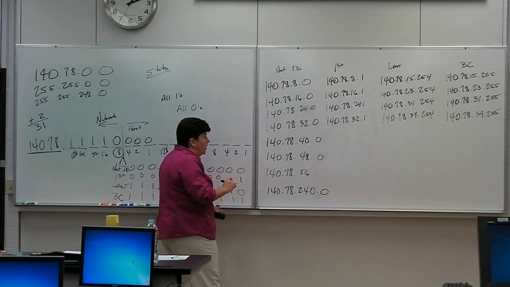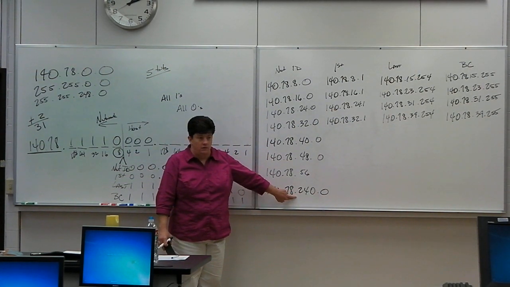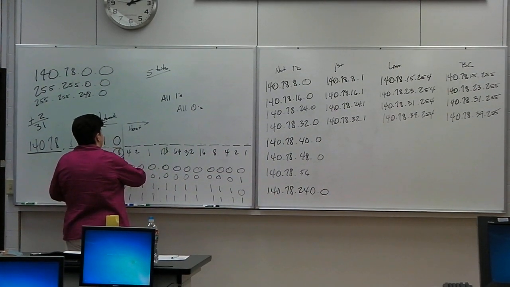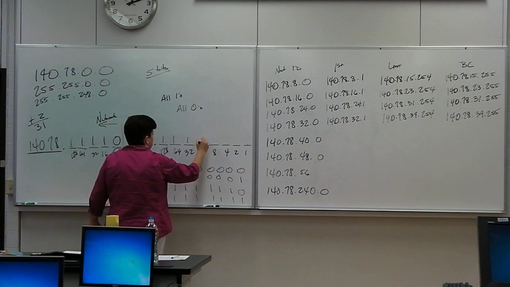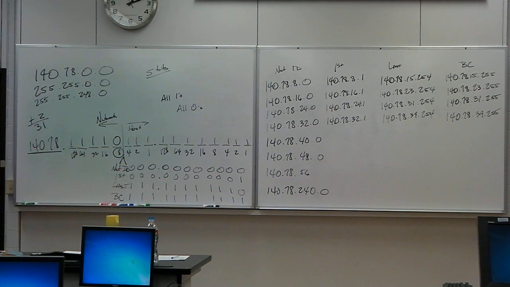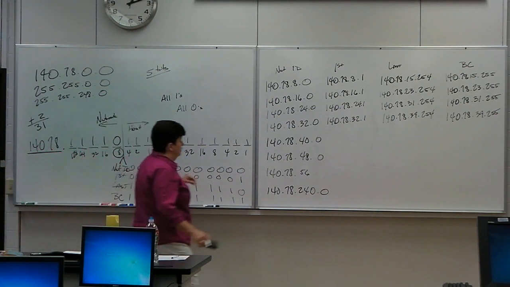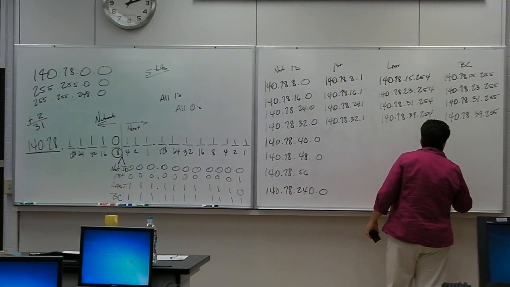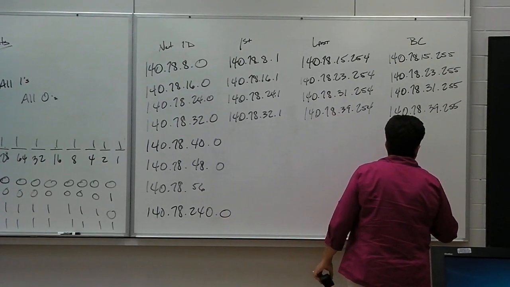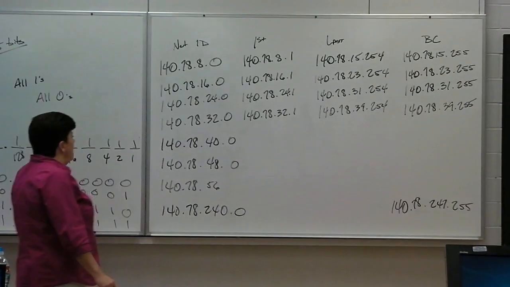Except, I need you to tell me what the broadcast address is for this network. 2 different ways to approach that. I've got it written up here. Put all ones in here. And tell me what I have written. I've got 240. So my broadcast is going to be 140.78.247.255. Do you see any other patterns up here?